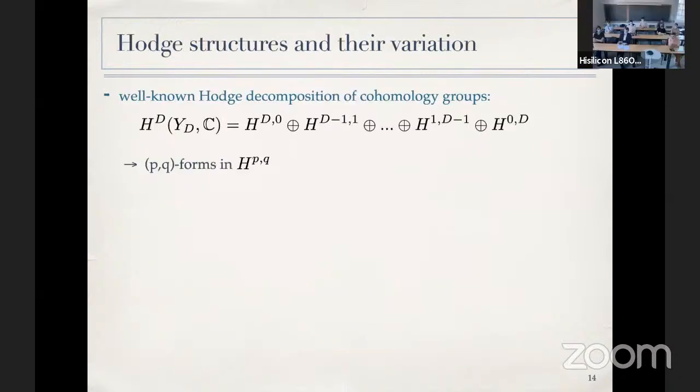Thomas, by asymptotic regions, do you mean at infinite distance in moduli space, or do you also include the finite distance boundaries? I also include finite distance. So for example, the conifold is at finite distance, and we can treat the conifold in a similar fashion.